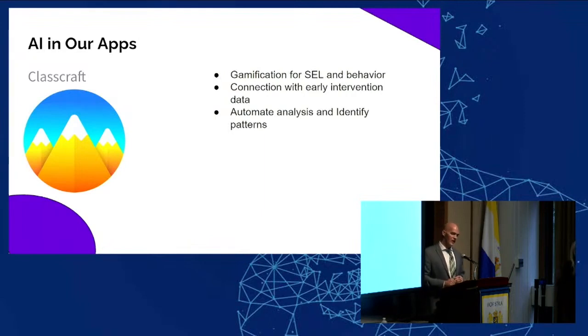Classcraft is a gamification platform that focuses on social learning and behavior. What they've been doing is using AI, connecting it with early intervention data and student interactions with the platform, to come up with warnings for administrators and teachers about when students are struggling emotionally. It identifies those students before the traditional round table where teachers would talk about the students they have and say, oh, did you notice Johnny struggling? And somebody else says, no, not in my class. But this can take big sets of data and identify those students sooner.